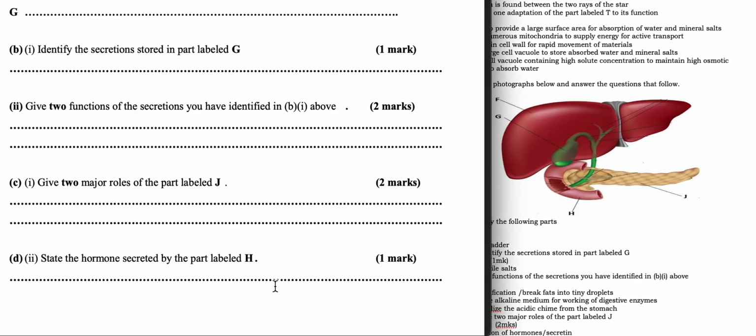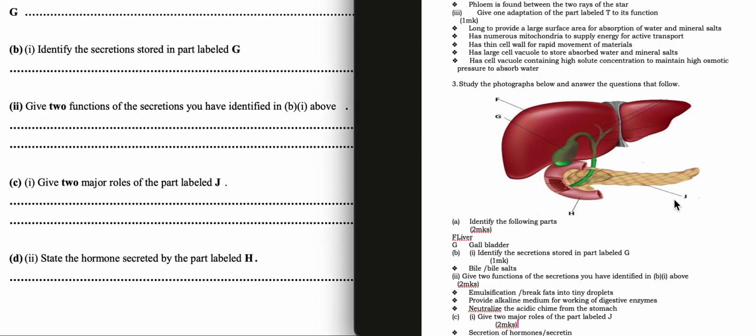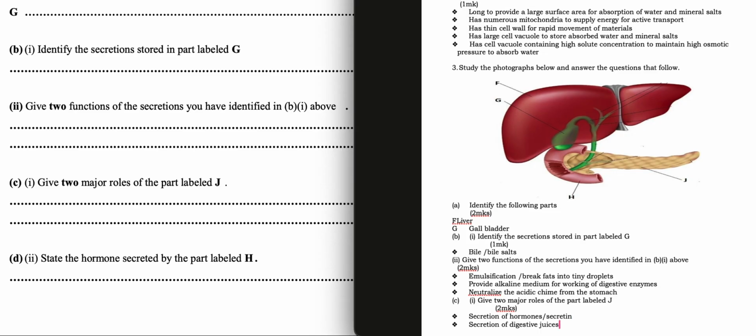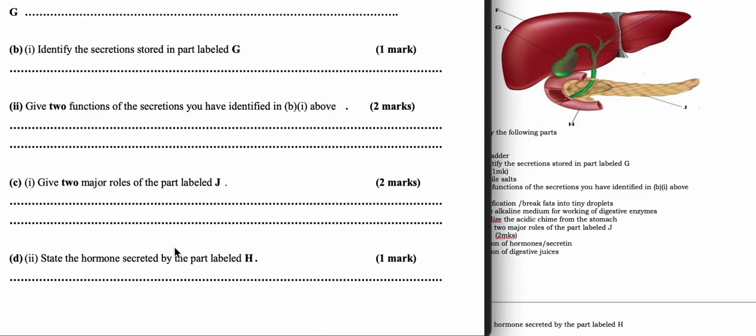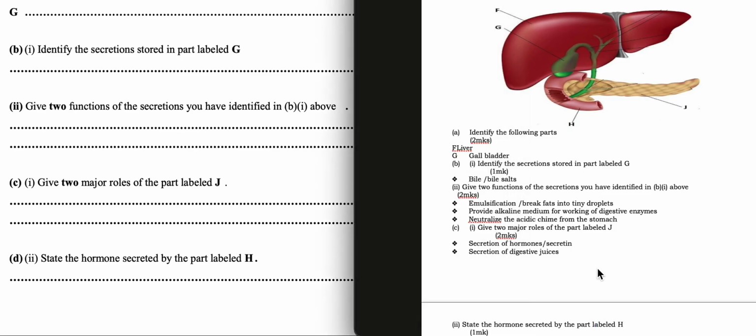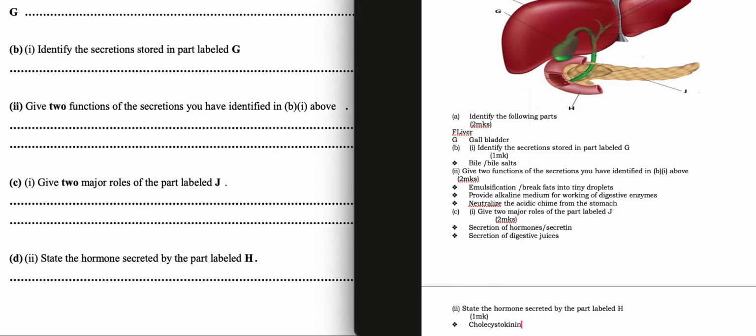Give two major roles of the part labeled G. Major roles of this part labeled G are secretion of hormones, secretion of digestive juices. State the hormone secreted by the part labeled H. This is the part that is labeled H. The hormone is glucagon.